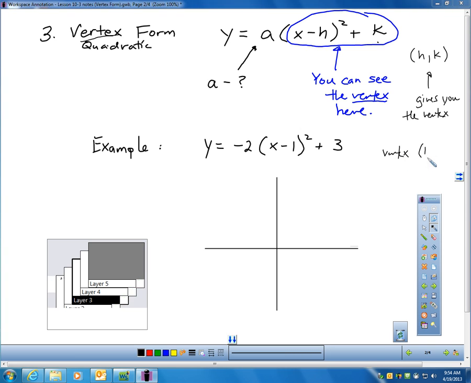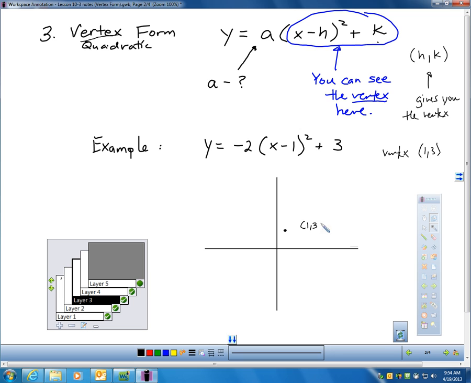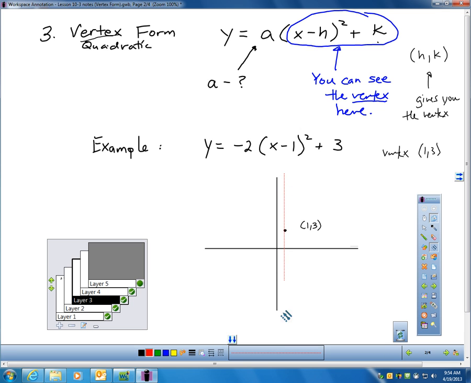Now you might be like, well, why are you saying 1? There's a negative out front. Remember, the basic form is x minus h. I had to have put in a 1 for h to make this x minus 1. So h is a 1. Vertex form is 1, 3 for the vertex. So over 1, up 3, my vertex would be about here. All right. Now remember, the vertex always lies on the axis of symmetry. So my axis of symmetry must be right here.